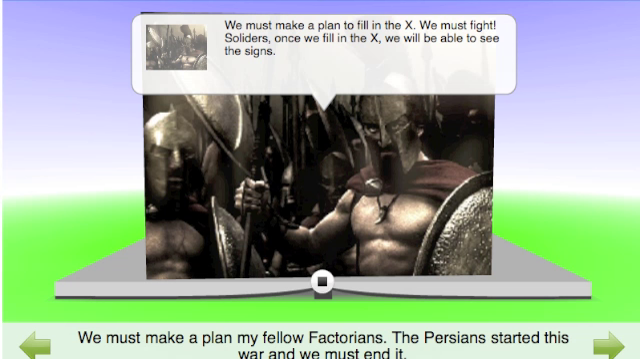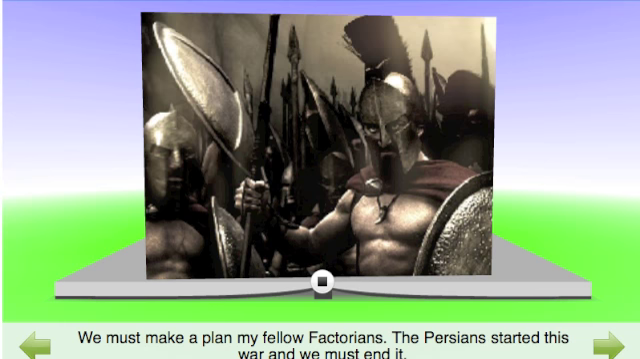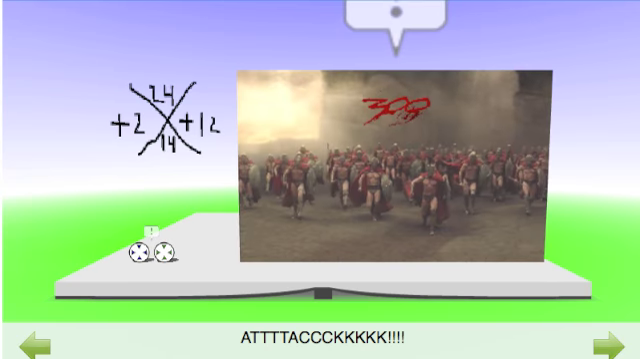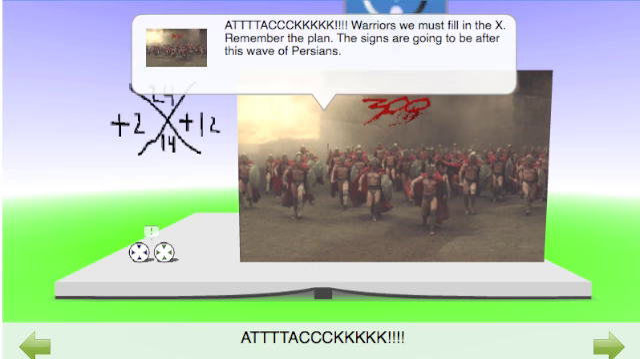We must make a plan to fill in the X. We must fight, soldiers. Once we fill in the X, we'll be able to see the signs. Attack! Warriors, we must fill in the X. Remember the plan. The signs are going to be after this wave of Persians.